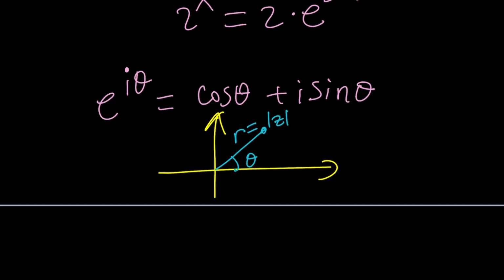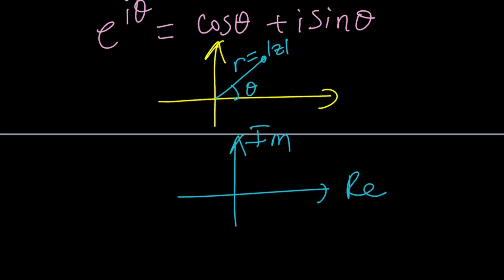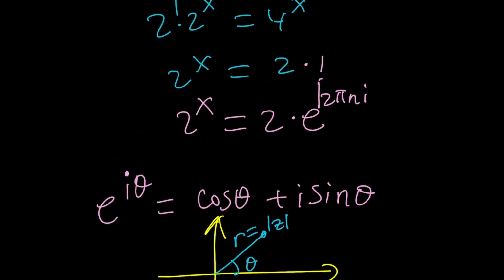What are we talking about now, though? We're talking about 1. So 1 is actually going to be a real number with no imaginary part. This is the real axis, this is the imaginary axis, remember? So our number is going to be on the positive real axis, 1 unit away from 0. So its angle is going to be 0 degrees or 0 radians, or 2 pi or 4 pi or multiples of 2 pi. That's where I get this 2 pi n i from. Make sense? Great.